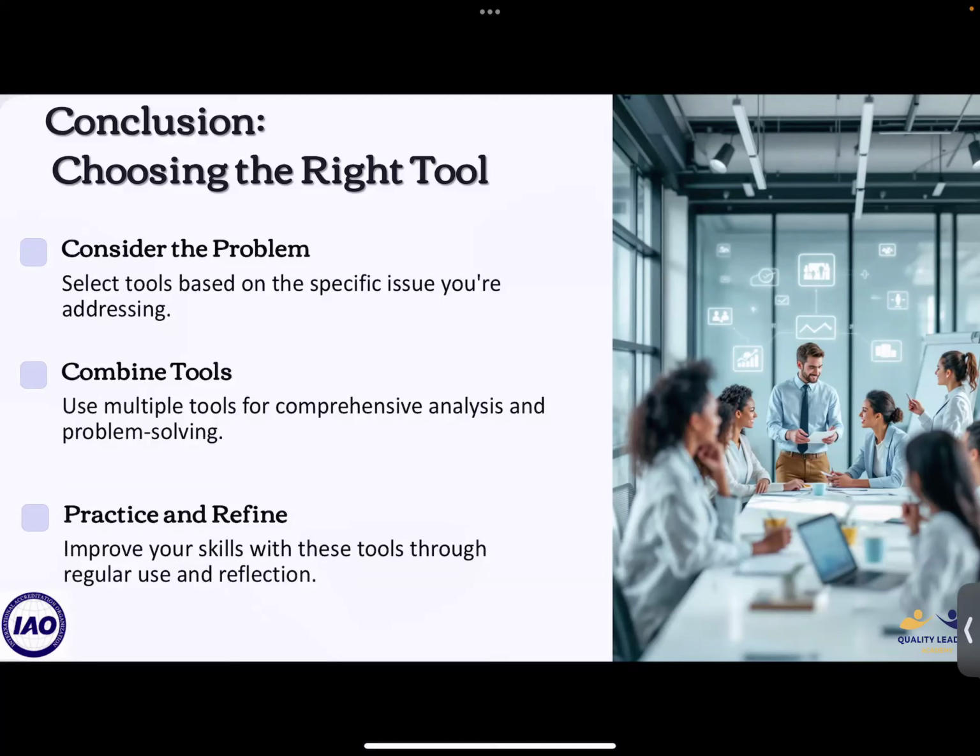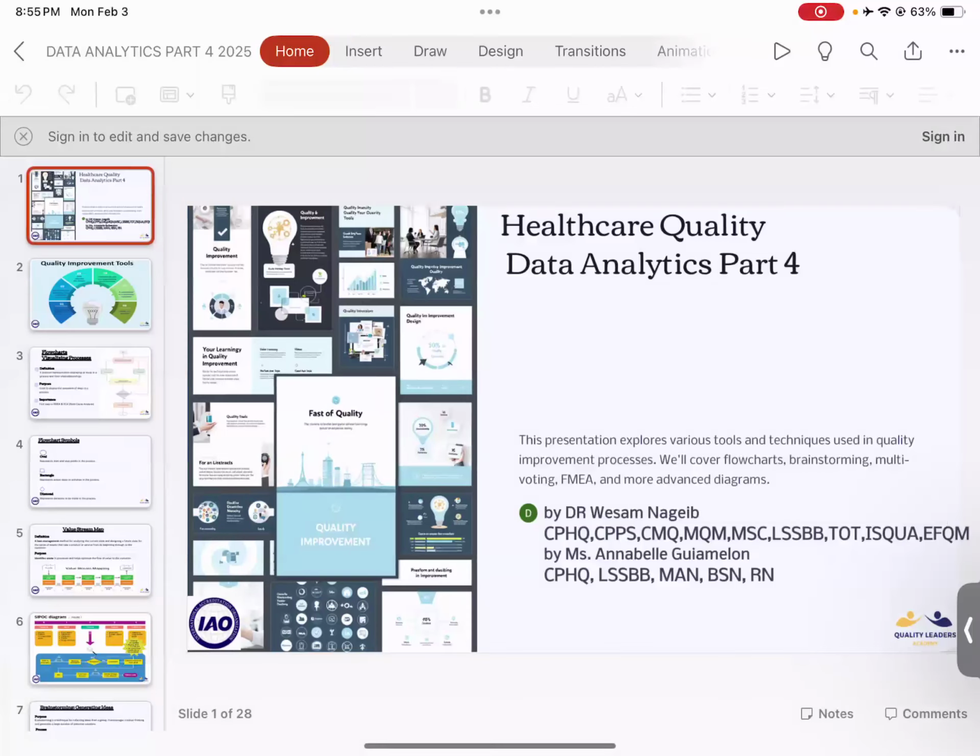And that's all. Inshallah, we have now completed the explanation of the key performance improvement tools. So next lecture, we'll go through the final quiz number 4 questions together. That ends tonight's lecture for the data analytics part 4.